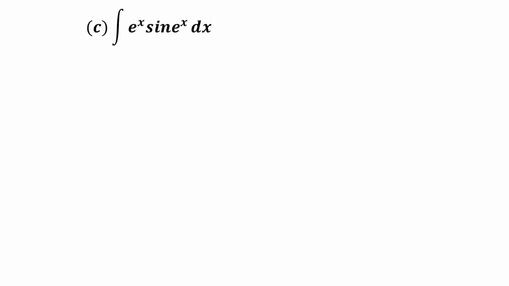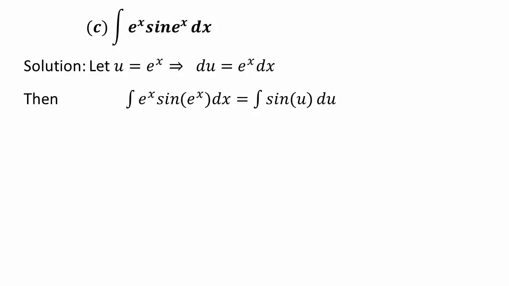Next question is integration of e power x sine e power x dx. Let u be equal to e power x. Differentiating with respect to x, du is equal to e power x dx. Now putting this value in the above function, e power x is equal to u, and e power x dx is equal to du. So we can write integration of sine of u du.